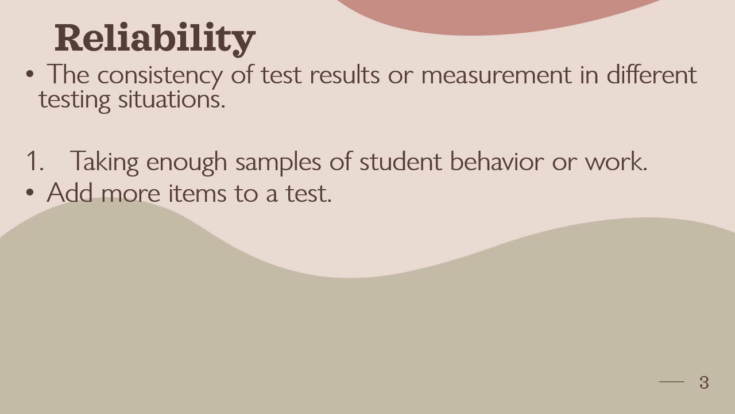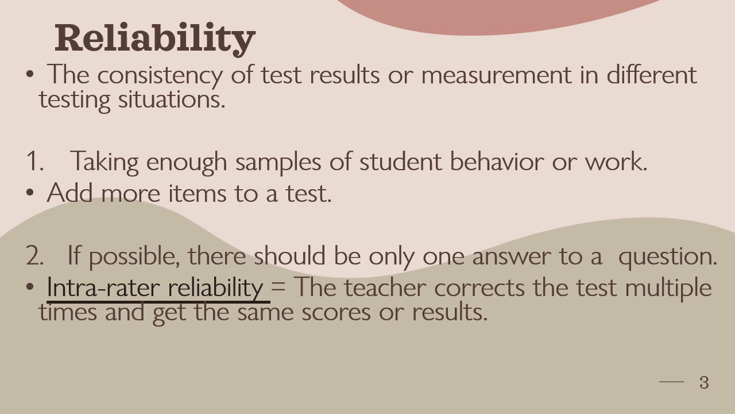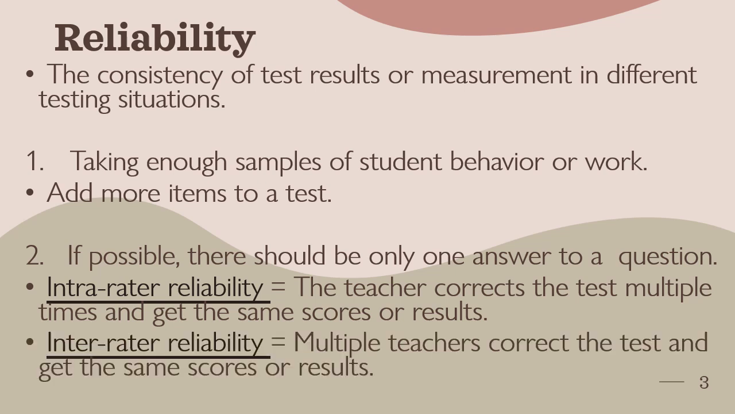Secondly, there should only be one correct answer for one test item to ensure reliability in test results. So here there are two important terms you need to know. These are very important and you need to keep in mind. The first one is intra-rater reliability, and the second one is inter-rater reliability.